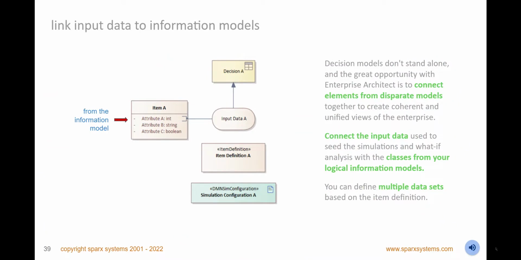Link input data to corporate information models and bridge the gap between different teams. Decision models don't stand alone, and the great opportunity with Enterprise Architect is to connect elements from disparate models together to create coherent and unified views of the enterprise or its projects. Connect the input data used to seed the simulations and what-if analysis with the classes from your logical information models. You can define multiple data sets based on the item definition.